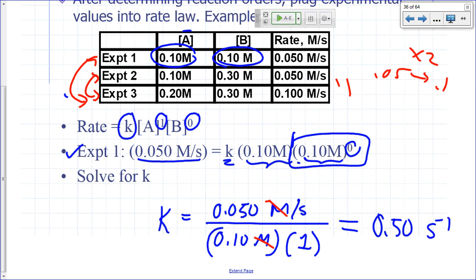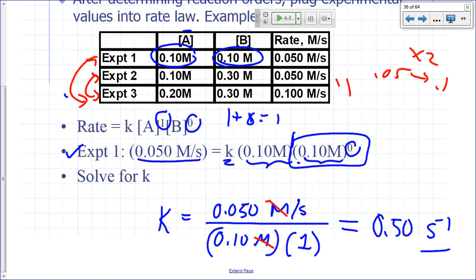You can see, if the overall order is 1 plus 0, which is 1, remember, the unit for your rate constant is just per unit time, per second or per minute, depending on what you're doing. And you can do the same for experiment 2 and for experiment 3, and you should get essentially the same number.